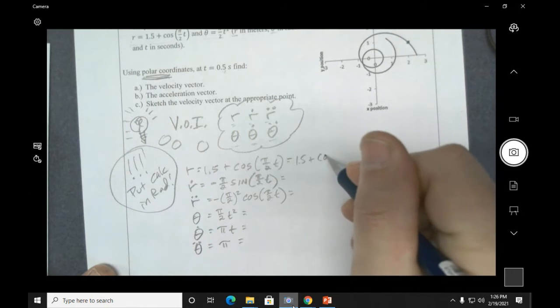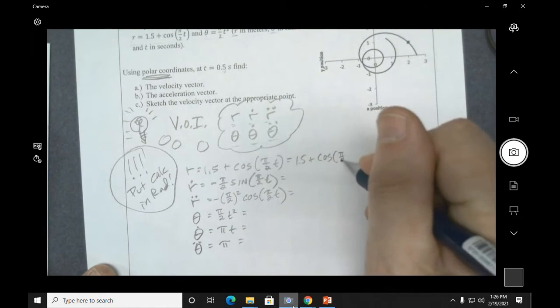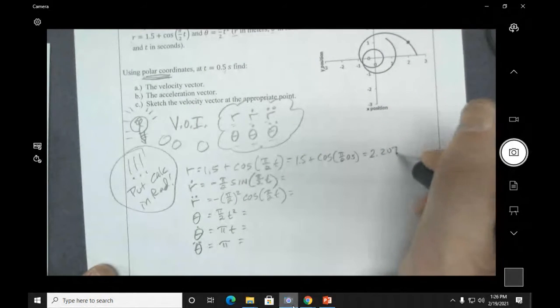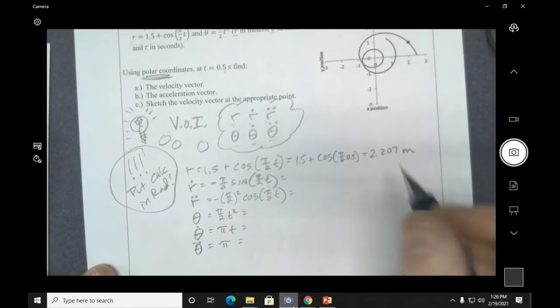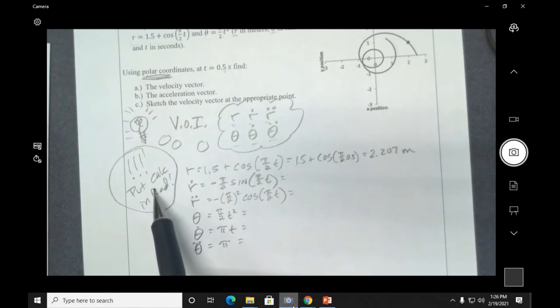1.5 plus the cosine of pi over 2.5. 2.207, these are going to be meters. You're going to make sure, though, as I said right here, put the calculator in radians.